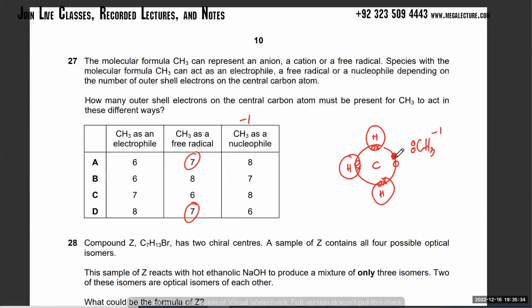So that's going to be 8. And if it's an electrophile, that means it's attracted to electrons, so it must be a positive ion. So that one electron will also go, and it's going to be positively charged. It will be electron deficient. It will be accepting a pair of electrons from somewhere. So now it will be attracted to electrons. So therefore it's going to act as an electrophile. So it's going to be 6 electrons. So the answer is going to be A, right?